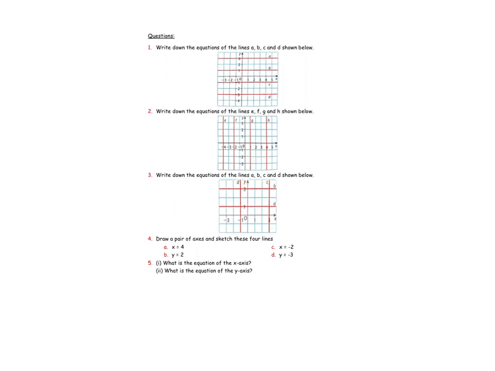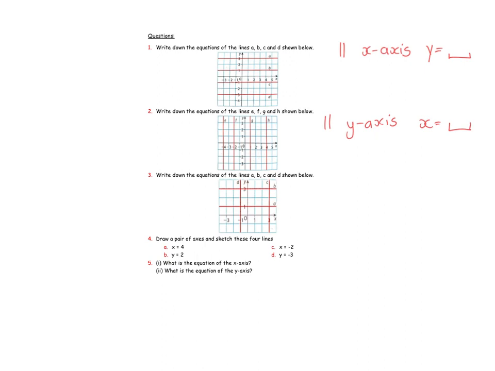Looking at some of the questions that you're going to be doing then, question 1 asks you to write down the equations of A, B, C and D shown below. What you need to remember is that any line that is parallel to the x-axis is going to be y is equal to something, and it's just going to be a number. For the second question, you need to remember that parallel to the y-axis, the line is going to be x is equal to some number, and you've got to figure out what that number is.